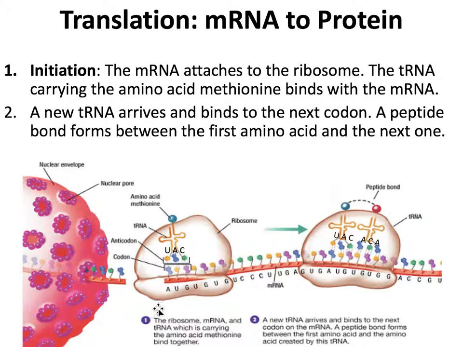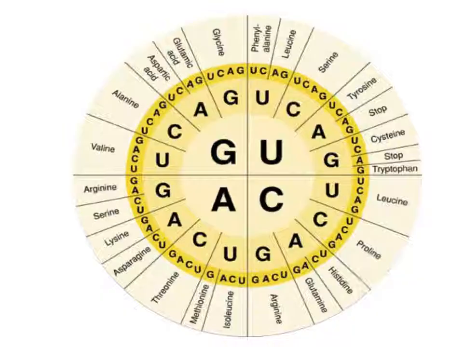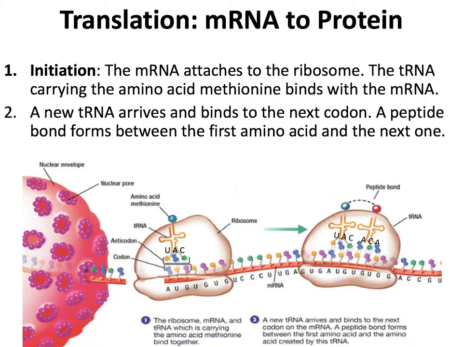Now AUG, the start codon, codes for the amino acid methionine, and we can double check that. AUG codes for methionine, which is our very first amino acid. There is methionine attached to the transfer RNA. So that's the first thing that happens. This is called initiation, and it's the start of translation.